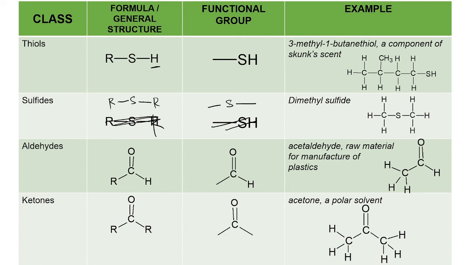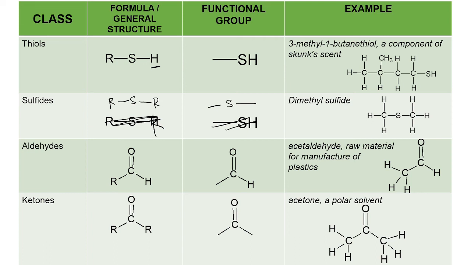So for the examples, for the thiols, we have here the 3-methyl-1-butanethiol. This is a component of the skunk scent, by skunk, the animal that smells bad in cartoons. But anyway, the animal is real. So why 3-methyl butanethiol?